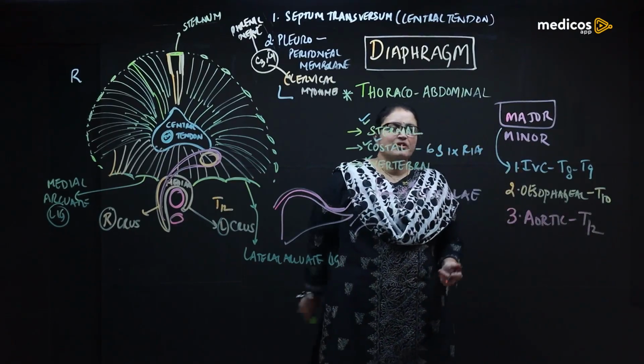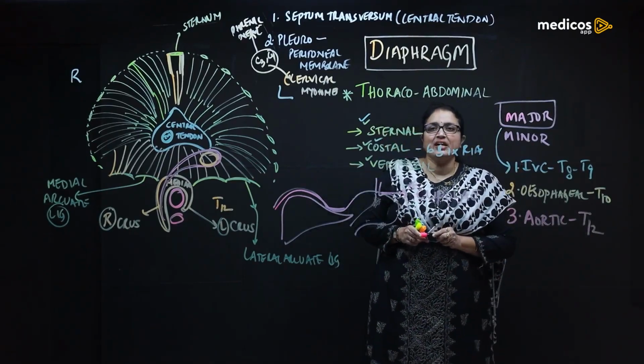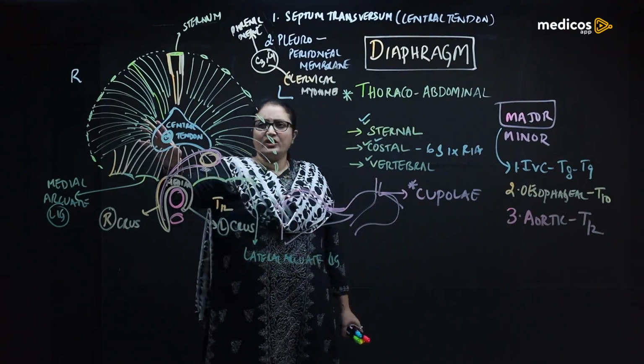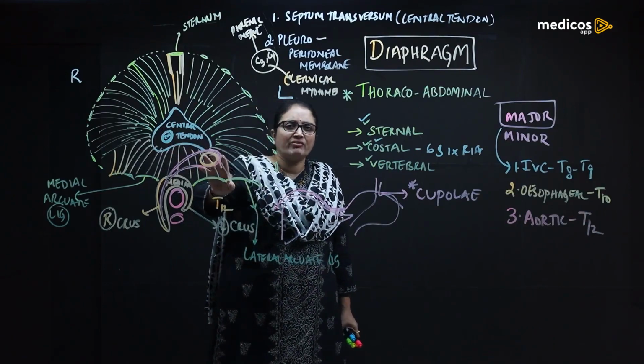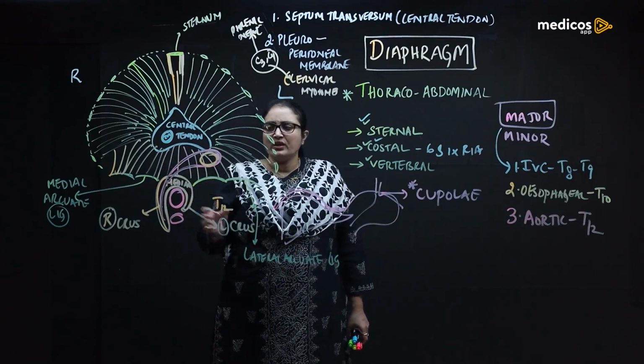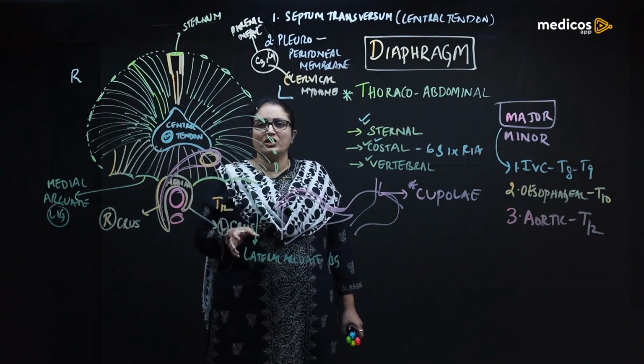Please remember the order, it will be easy: 8 and 9, 10 and 12. At the level of T8 and T9, you have the inferior vena cava. At the level of T10, you have the opening of the esophagus, and at the level of T12, you have the aortic opening. These are the major openings.